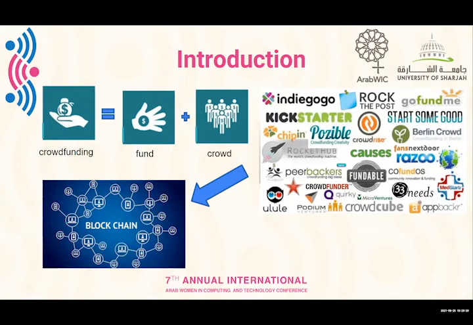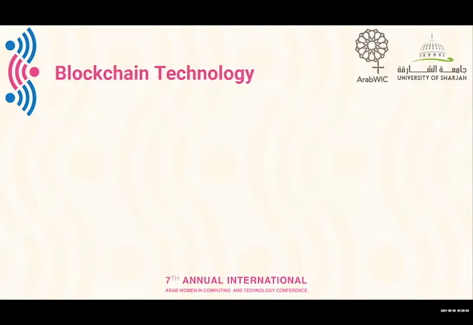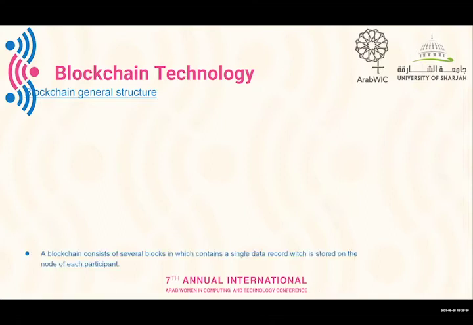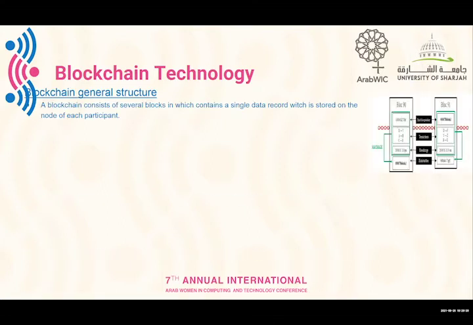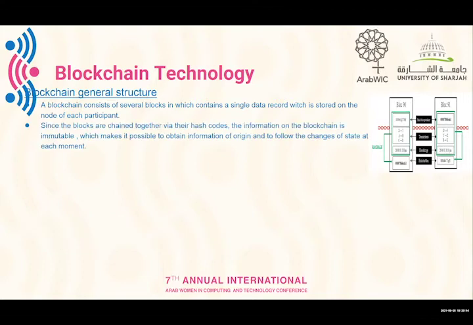in different application domains. So if we speak a little bit about blockchain technology, a blockchain consists of several blocks, in which each contains a single data record which is stored in the node of each participant. Since the blocks are chained together via their hash codes, the information on the blockchain is immutable, which makes it possible to obtain information of origin and to follow the changes of states at each moment.